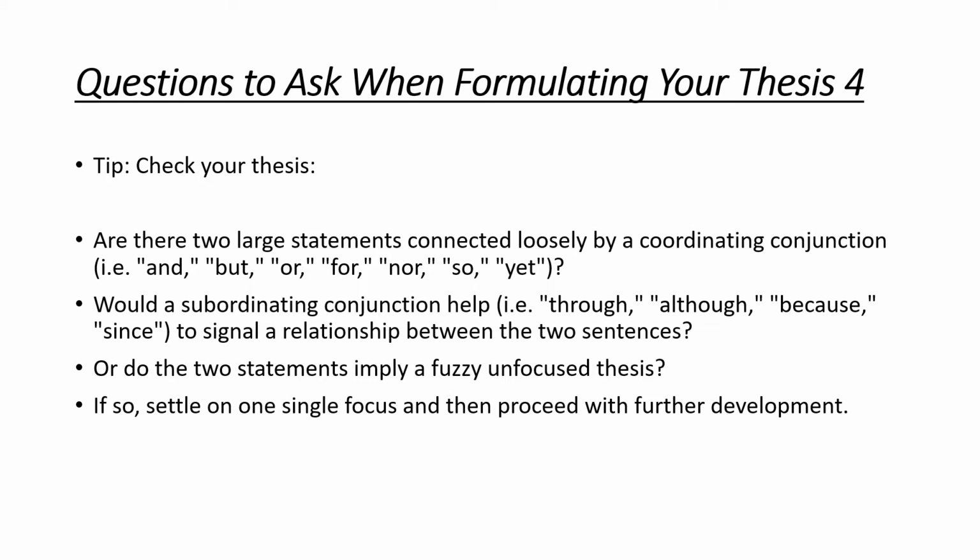Here are some tips. Are there two large statements connected loosely by a coordinating conjunction? That would be and, but, or, for, nor, so, yet. So those are considered coordinating conjunctions. Would a subordinating conjunction help? Though, although, because, since, to signal a relationship between the two sentences. Or do the two statements imply a fuzzy, unfocused thesis? If so, settle on one single focus and then proceed with further development.